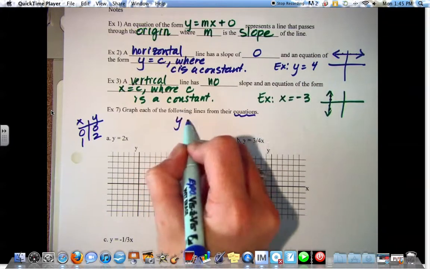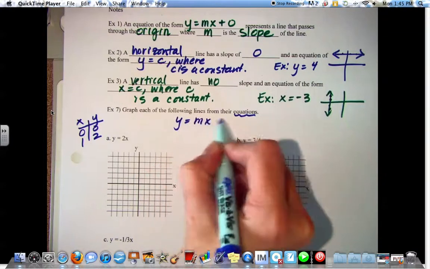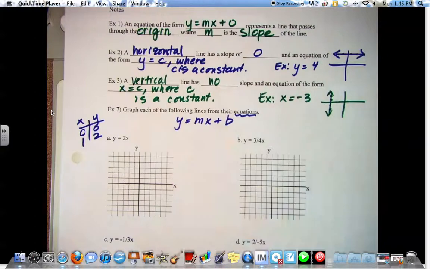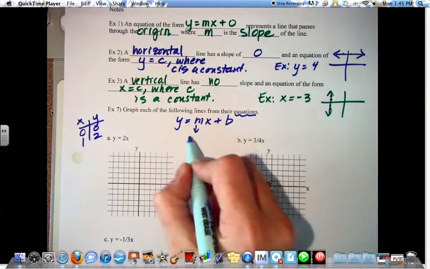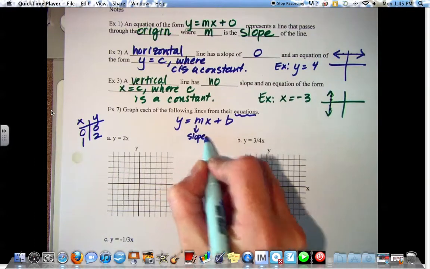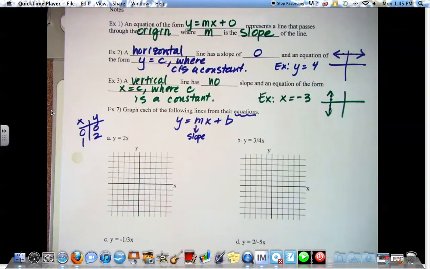Because we have y equals mx plus b. What does the m represent? The slope. It is 2/1. And our b represents the what? Y-intercept. Very good. The b represents the y-intercept.